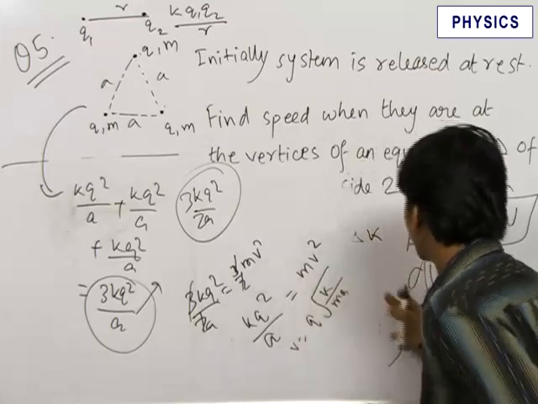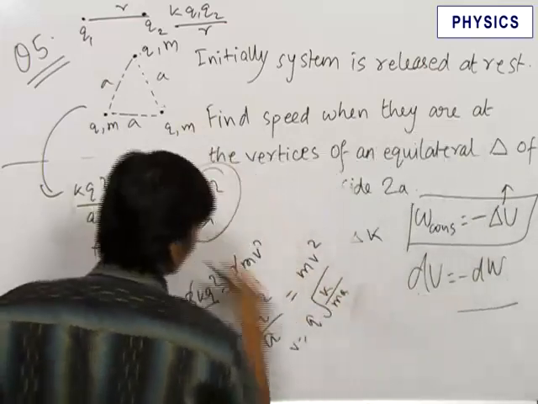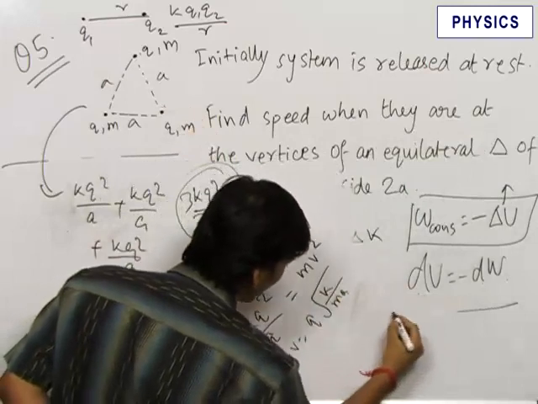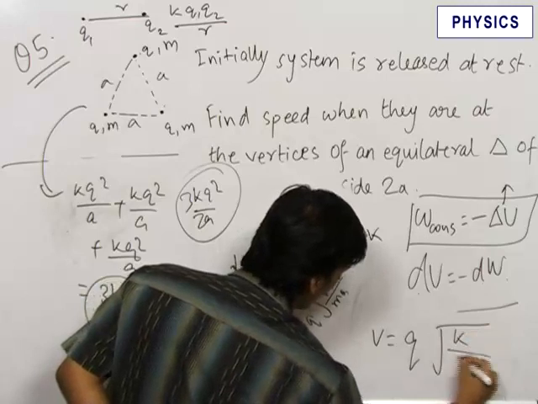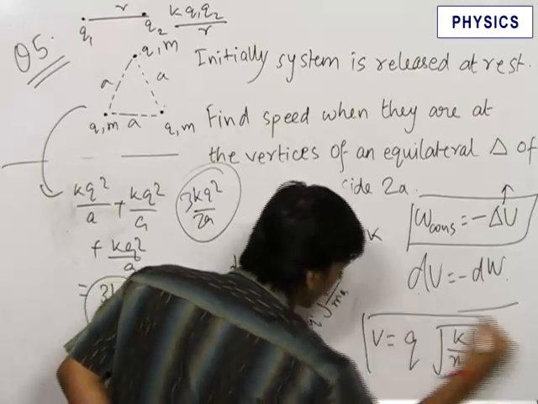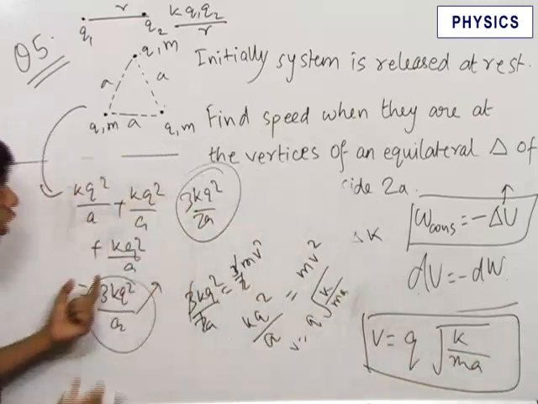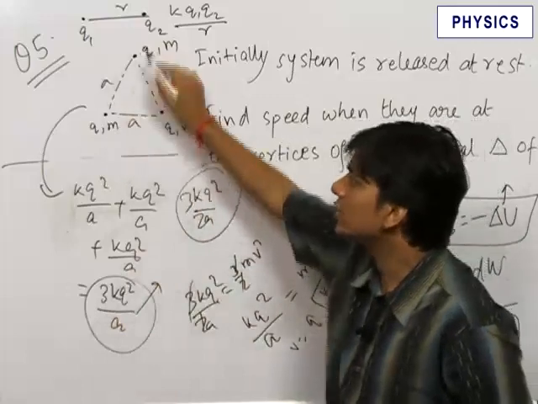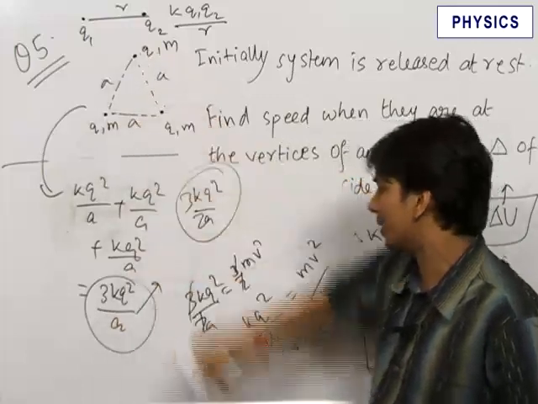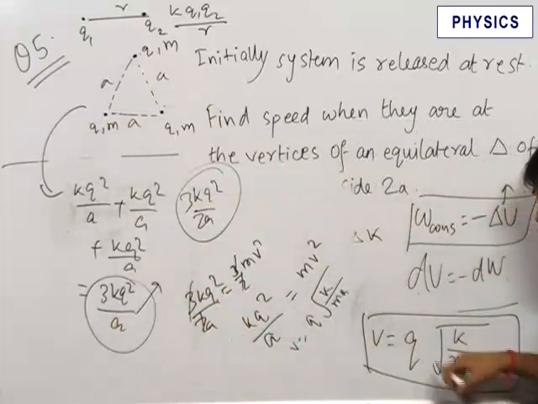So our final answer, that is the velocity of each of the charges when they reach the vertices of an equilateral triangle of side 2A, comes out to be equal to q times root over k upon mA, and this is our final answer. So the thing you should have learned from this question is how to write down the potential energy of a system of more than 2 charges. Take each of the pairs, write down the potential energy and add them up for each of the pairs to get the final answer as v is equal to q times root over k upon mA.